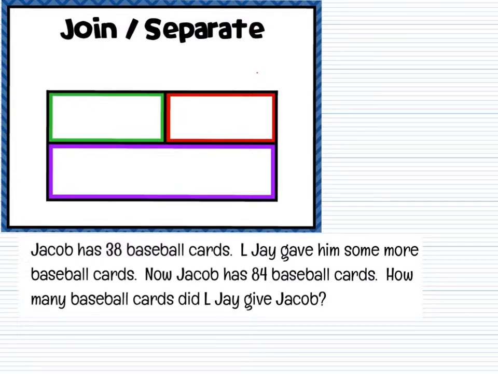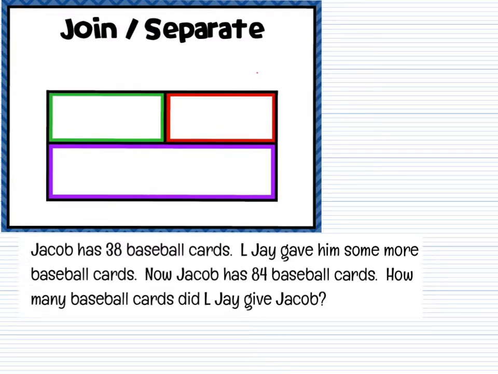Okay, here's our second problem. Remember, we go through our mind movie steps. First is read the problem all the way through. Step 2 in the mind movies, create your mind movie. So read it. I'm going to read it to you. So create your mind movie, see what's happening, what's going on in this problem, who's in it, what are they doing. Jacob has 38 baseball cards. LJ gave him some more baseball cards. Now Jacob has 84 baseball cards. How many baseball cards did LJ give Jacob? Okay, so that's my question. My structure is already set up because there's my strip diagram.